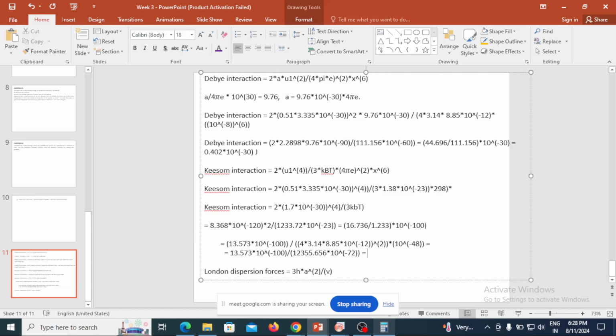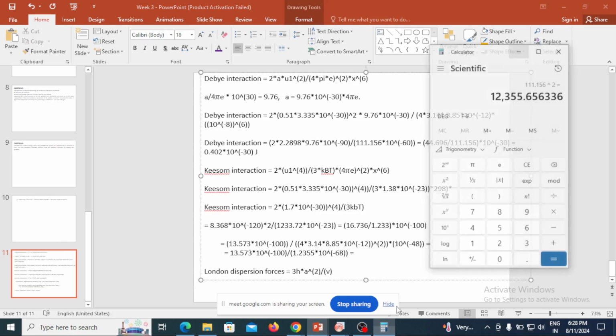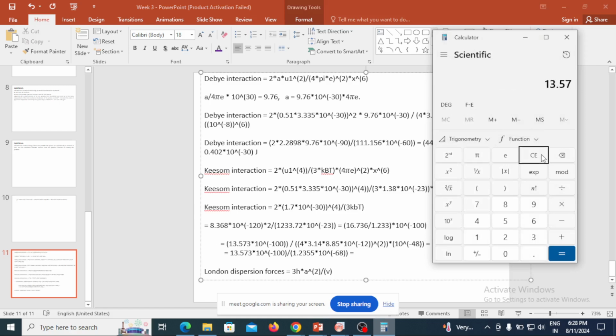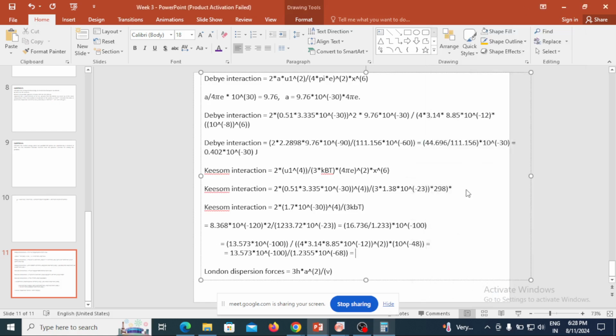So now what will be the expression? So this you can write it as 1.235 times 10 power minus 68. So if you take this, 13.573 divided by 1.2355, that is 10.98 times 10 to the power, so minus 100 minus 68, so that will become plus 68, so minus 100 plus 68 is minus 32 joules.